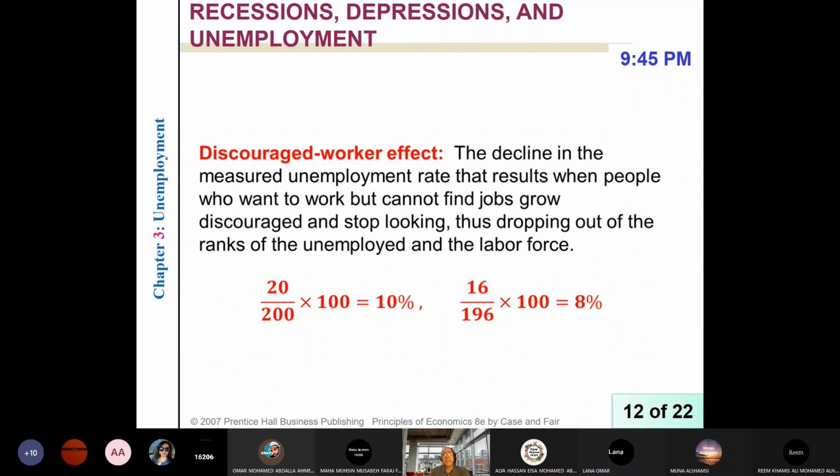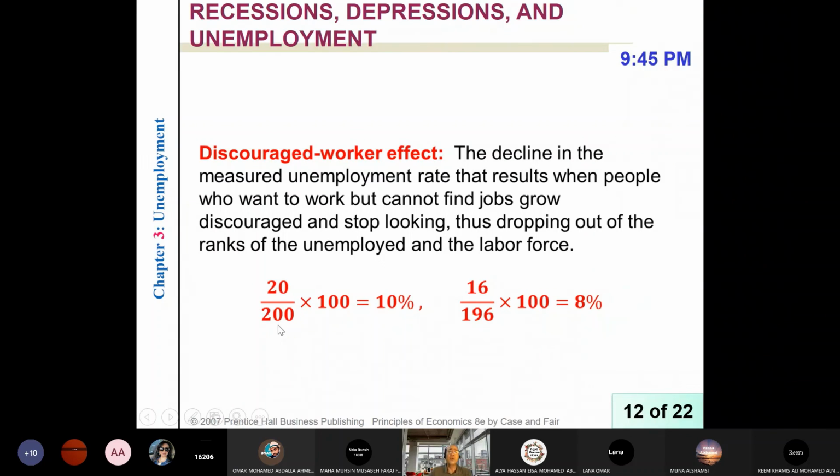Okay, so see here, what is the effect of discouraged workers? Assume before this phenomenon, before the increase of the number of discouraged workers, we calculated the unemployment rate and we found it 10%. Do you remember the example? 20 divided by 200, 20 is unemployed, 200 labor force, times 100. So the unemployment rate is 10%. So assume now 4 of those 20 unemployed, 4 of them grow to be discouraged.